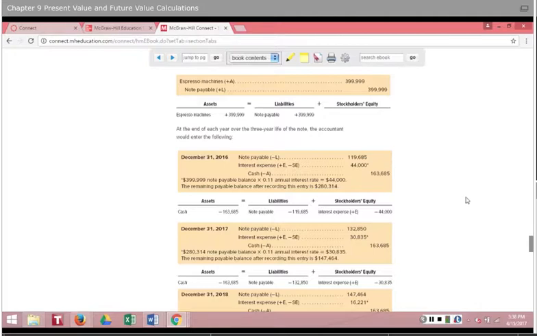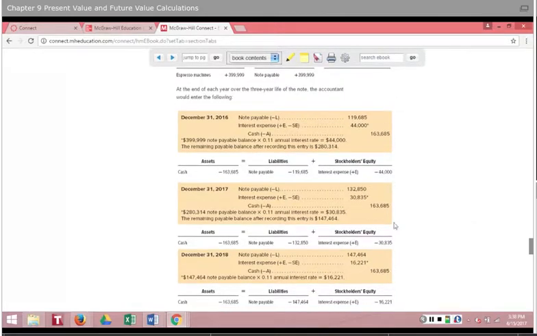To calculate the amount of interest at the end of year two, we would take the remaining note payable, which in this case is now $283,14x, which would be the $399,999 reduced by the $119,685, times the 11% to get $30,385. That interest is then deducted from payment number two to get the amount that we reduce notes payable by.